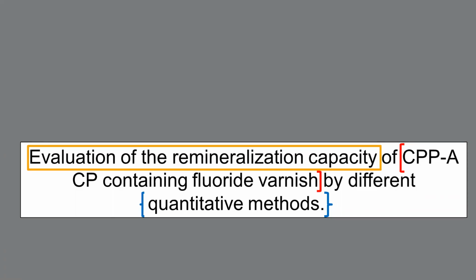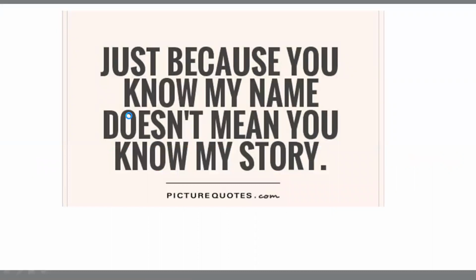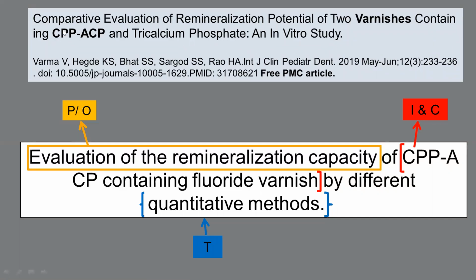So now let us see an already published title. Here you can see this stands for P or O, that is evaluation of remineralization, followed by I and C, that is intervention and comparison, and T is for type of study, which is the quantitative method. So this is how you can choose. So this is another example. Here you can see how it can be done. Again it is P, I, O and C and then T. So this is how you can frame it.